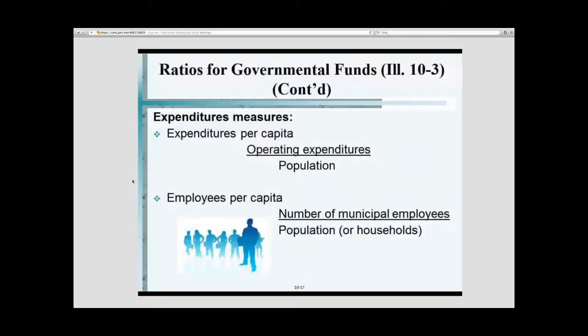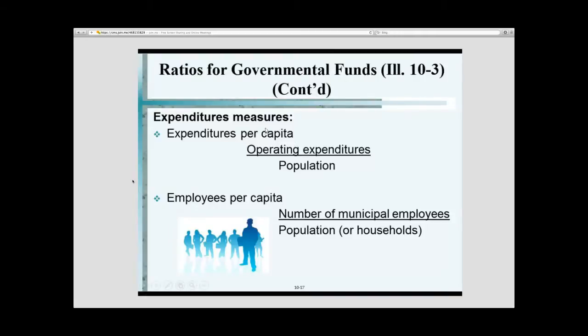Let's go to the next one. Now we go from revenues to expenditures. A higher number under revenue was good. What do you think for expenditure? Is that good or bad, a higher expenditure per capita? It's not really good. If your expenditure per capita is increasing more than the rate of inflation, there's a problem, unless you have something going on.